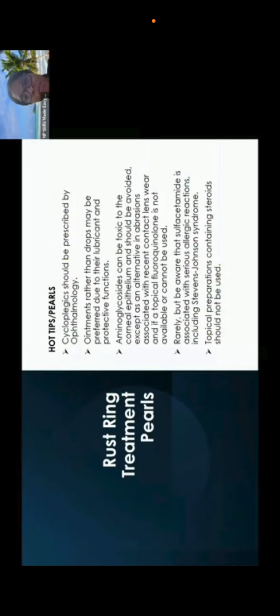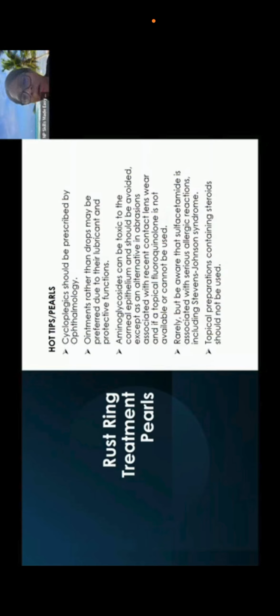Hot tips or pearls? Cycloplegics should be prescribed by ophthalmology. We don't prescribe them. Patients will come in, especially your welders, and say, I have used these before, they work better. But typically, we will stick to the topical antibiotics, the topical NSAIDs, and oral pain medicine, and let ophthalmology prescribe the cycloplegics and even the steroid base.